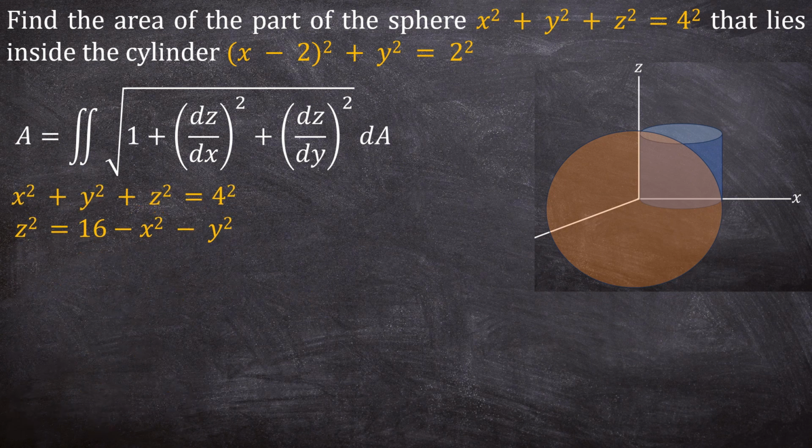Let's go to partial z, partial y. Applying implicit differentiation again, we're going to differentiate both sides with respect to y.